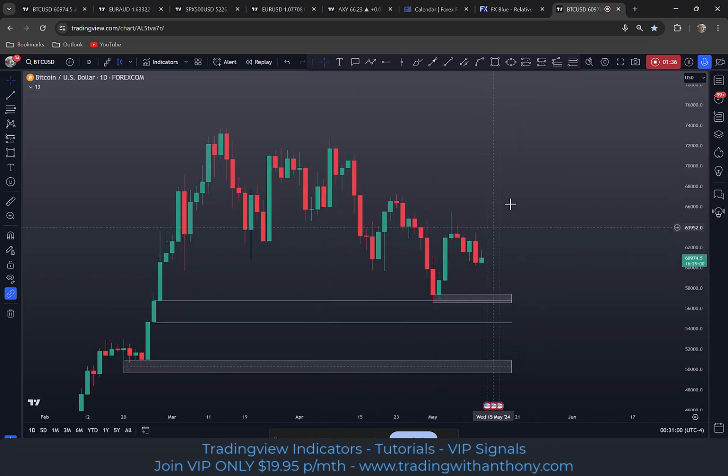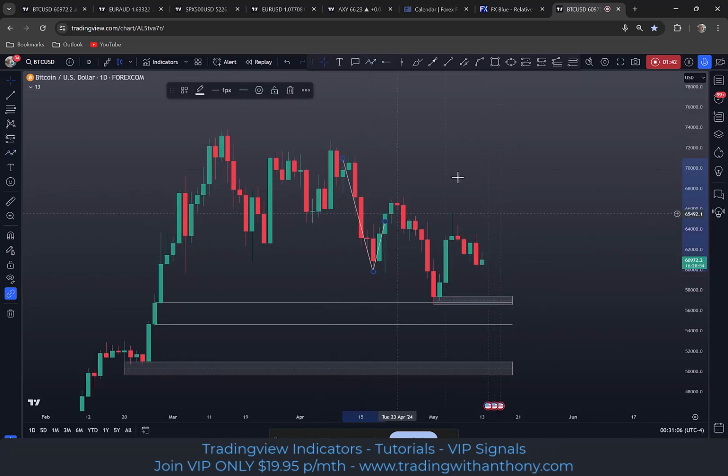For an entry point, I'm generally looking at a fib retrace: swing high, swing low, and if we continue this, swing high, swing low, something like that. So A, B, C, D, measured move. Okay, see what I'm saying?